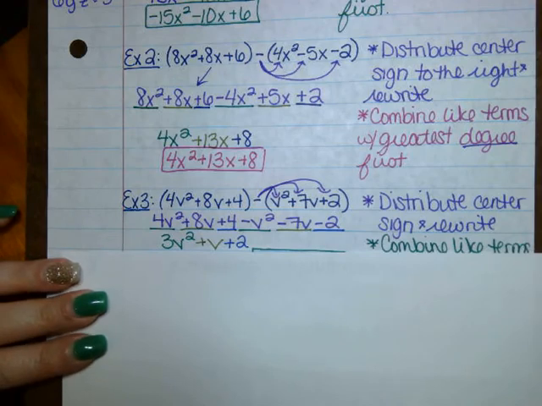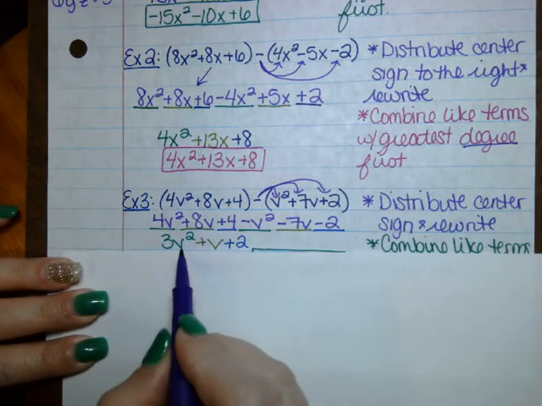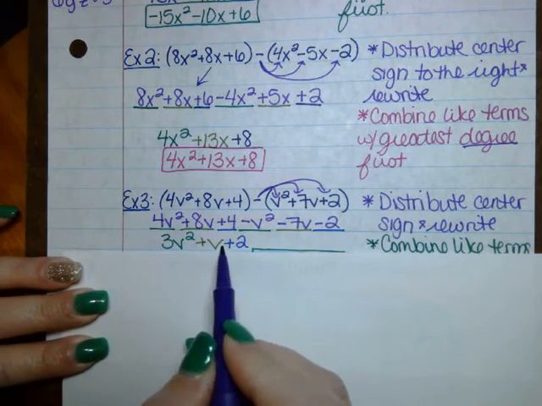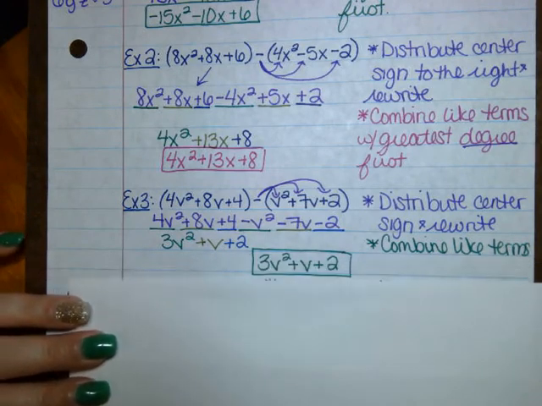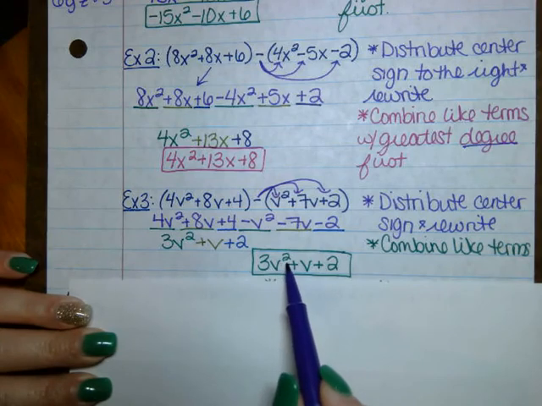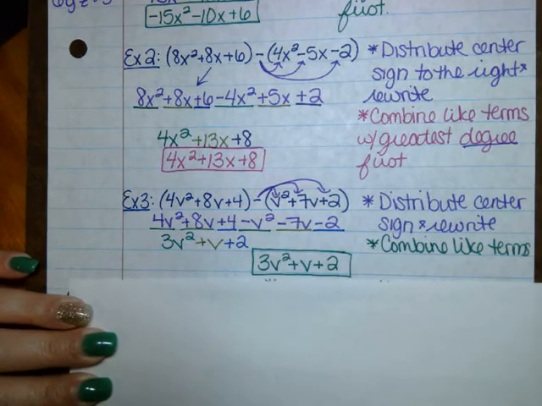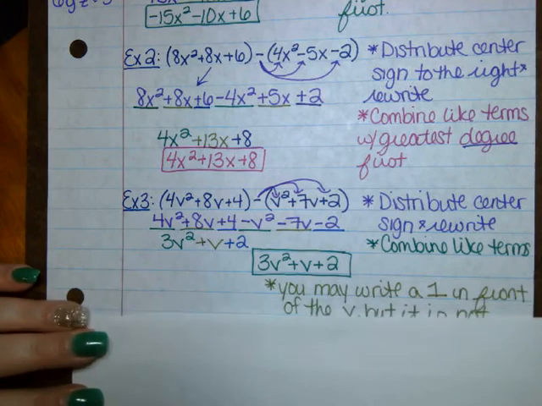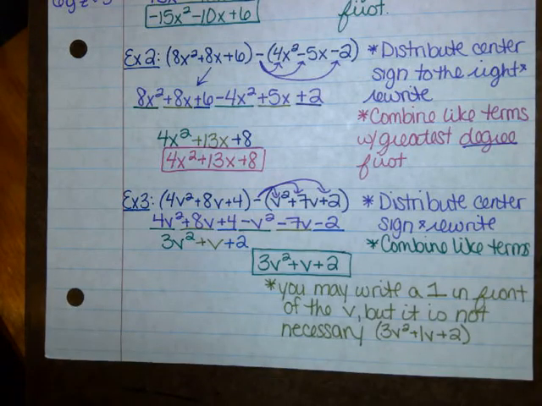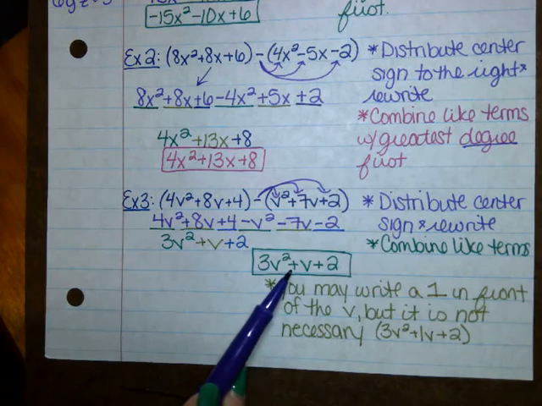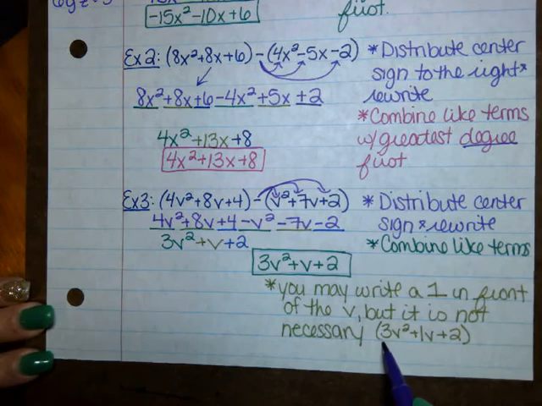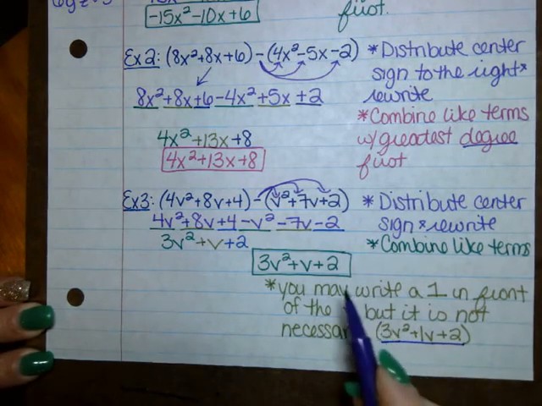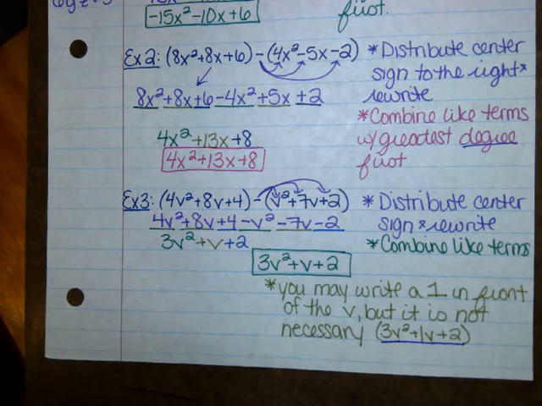So now when I combine all of my terms, I get 3v squared plus v plus 2. And since my v squared, that 2 is the highest, it is in the correct format. You can rewrite a 1 in front of the middle v if you want. However, it's not necessary. So another answer that you could have is 3v squared plus 1v plus 2. This and that mean the exact same thing, and it's not necessary if you don't want to.